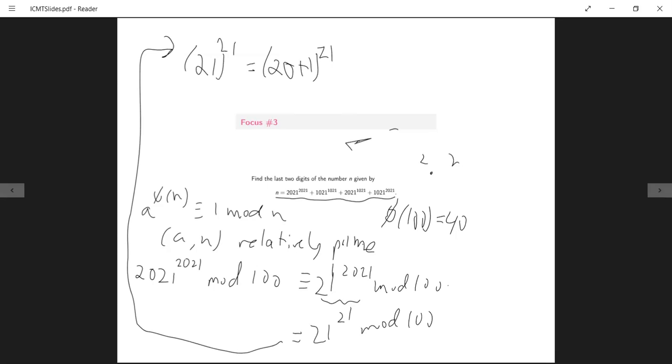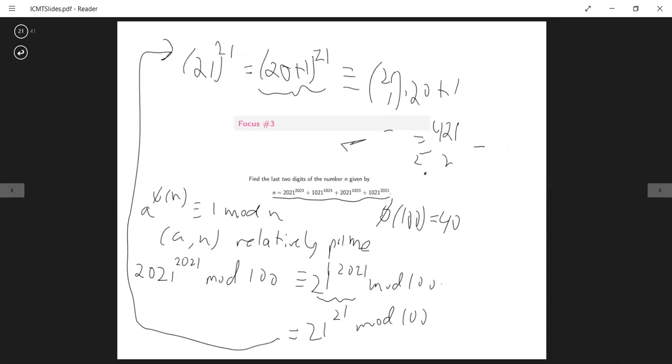So if we take the modulo of 100 of this, we should get the last two terms. So the last two terms are just 21 choose 1 times 20, and then 1. So it's equivalent to, if you compute this, 421. And 421 mod 100 is just 21. So now we found the last two digits of this term are 21.